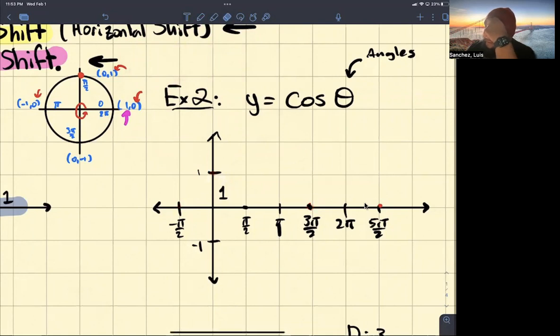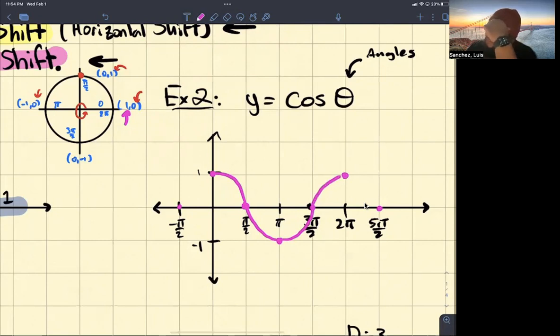So when our angle is 0, let me erase these things. When our angle is 0, cosine is 1. When our angle is pi over 2, cosine is 0. At pi, we are -1. At 3 pi over 2, we're 0. And it just keeps going over and over, and you can repeat that cycle here. But this part that we complete from 0 to 2 pi is exactly 1 period of cosine.